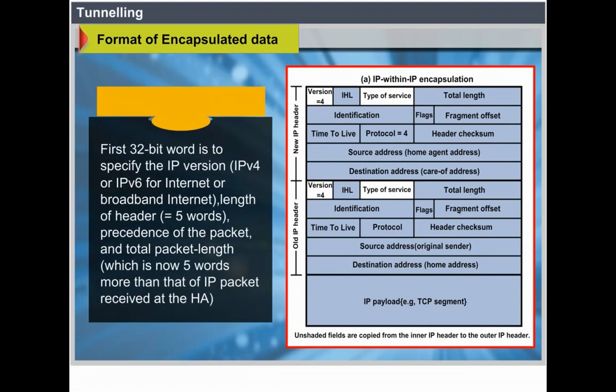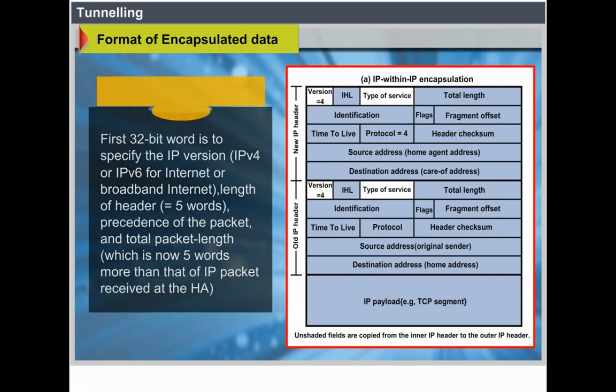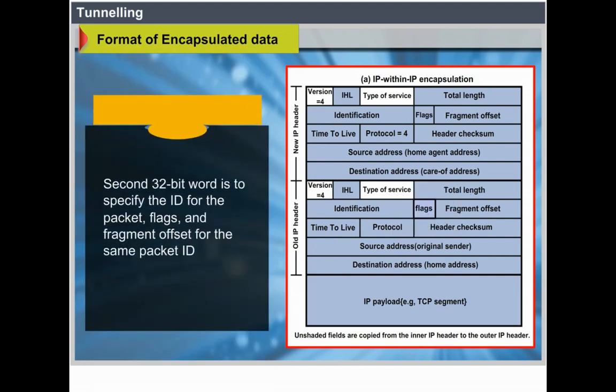The first 32-bit word specifies the IP version, IPv4 or IPv6 for Internet or broadband Internet. The length of header is equal to 5 words, the precedence of the packet, and the total packet length, which is now 5 words more than that of the IP packet received at the HA. The second 32-bit word specifies the ID for the packet, flags, and fragment offset for the same packet ID.